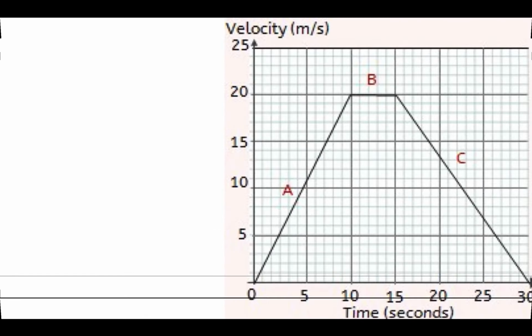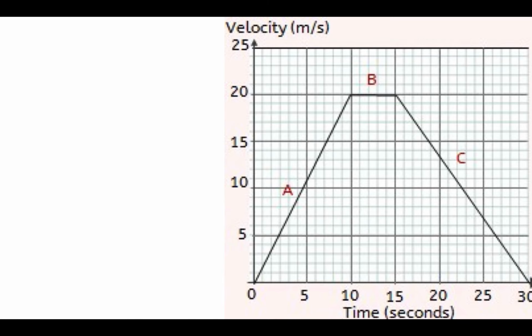Okay, so here we go. So we have our velocity time graph. This time we've got velocity on our y-axis, not distance or displacement. Units really important.